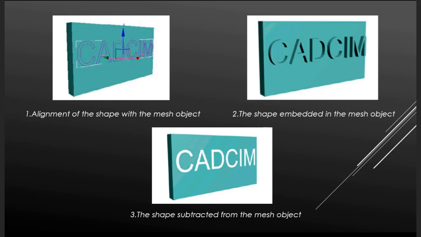To view the subtracted shape in the Shape Merge object, select the Shape Merge object level in the Modifier stack. Various rollouts will be displayed. In the Parameters rollout, select the Cookie Cutter radio button in the Operation area. The shape will be subtracted from the mesh object.